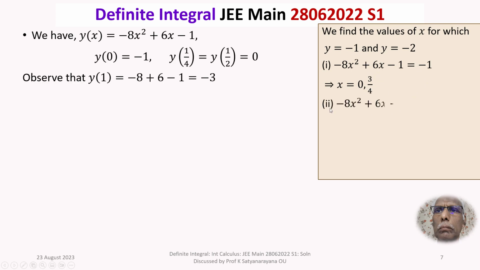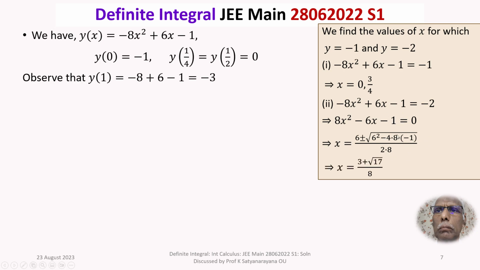Agreed. And the next one, y is equal to minus 2. So y is equal to minus 2, and simplify, you will get 8x square minus 6x minus 1 is equal to 0. It's a quadratic. Ax square plus bx plus c is equal to 0, and solving for x is equal to minus b plus or minus under the square root of b square minus 4ac by 2a. Substitute. Then you will get the two values, but we take the positive value. And the positive value x is equal to 3 plus root 17 by 8. So at this point, the value of y is minus 2.